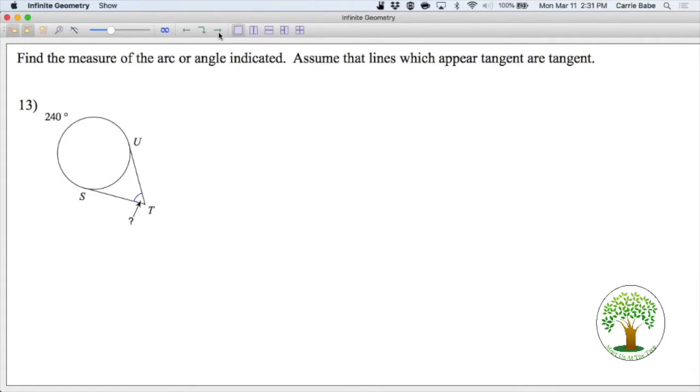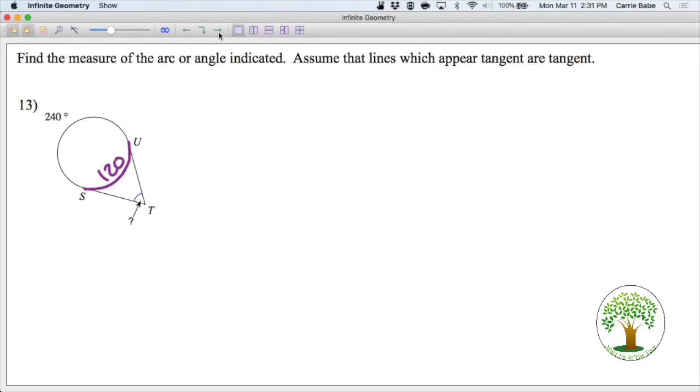Oh, no. Don't say that. My brain hurts. 360 minus... What is 360 minus 240? 120. Very good.